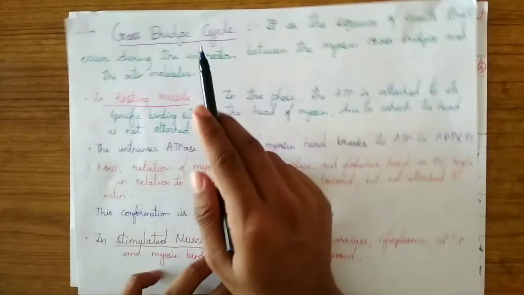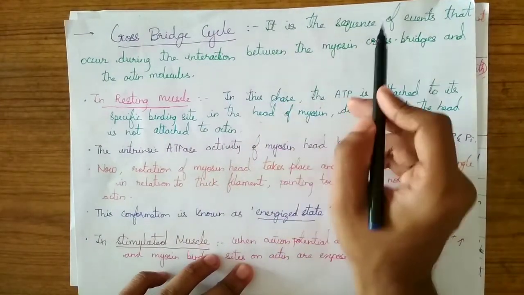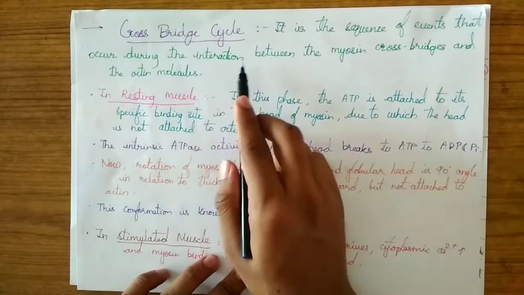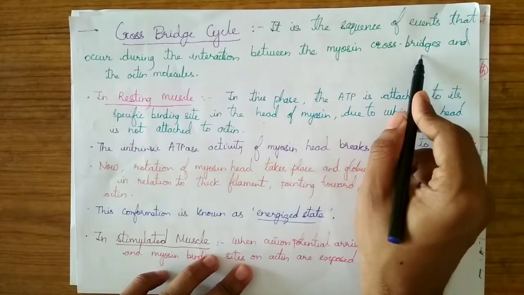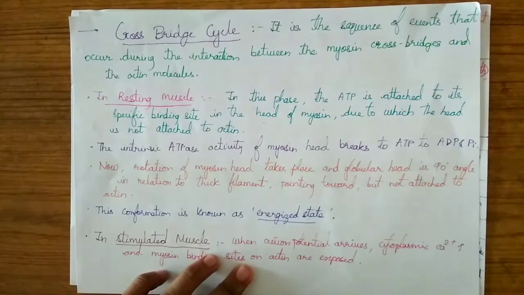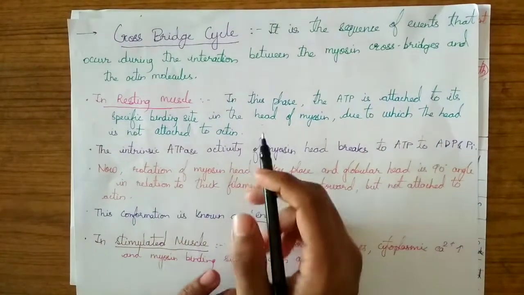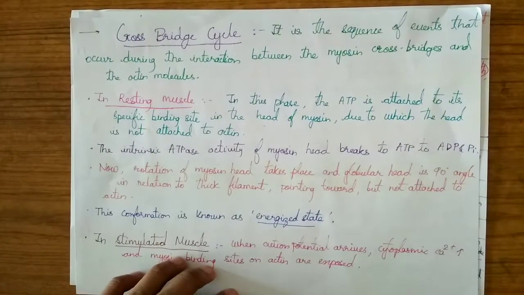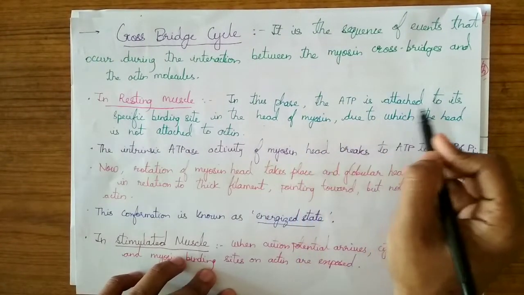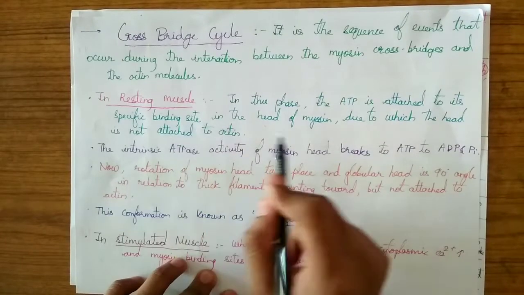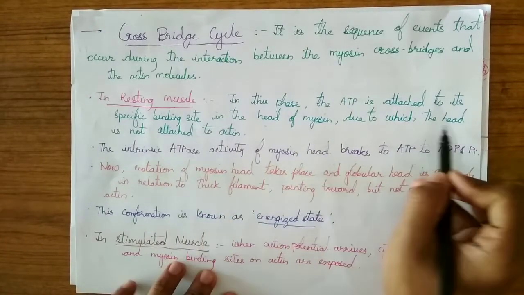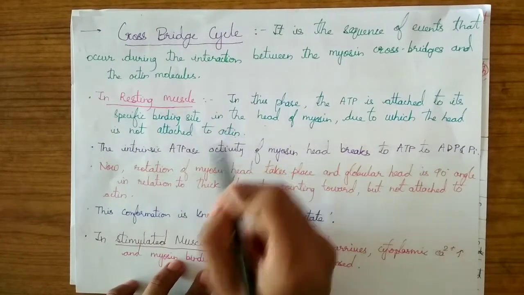So let's talk about the cross-bridge cycle now. It is the sequence of events that occur during the interaction between myosin cross bridges and the actin molecules. So what are the events which take place in the resting muscle? So in this phase, the ATP is attached to its specific binding site in the head of myosin, due to which the head is not allowed to attach to the actin.